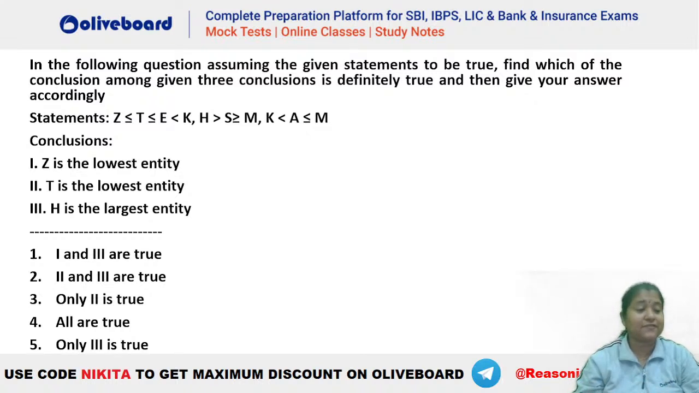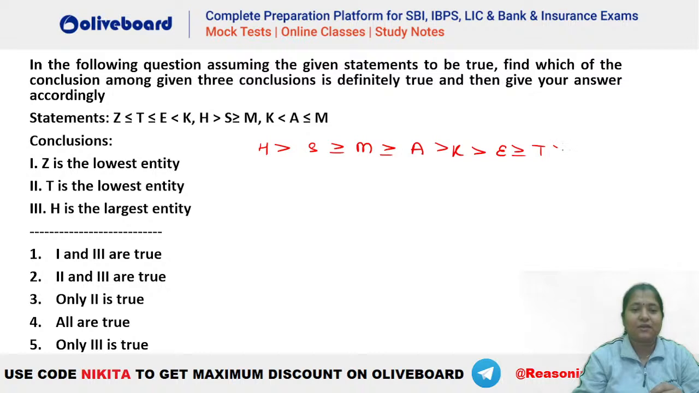Achha, chalo, let's first make the statement here, right? What will be the statement? H is greater than S is greater than equal to M is greater than equal to A is greater than K is greater than E is greater than equal to T, and T is greater than equal to Z, right? So here you can see this is the statement that we have.